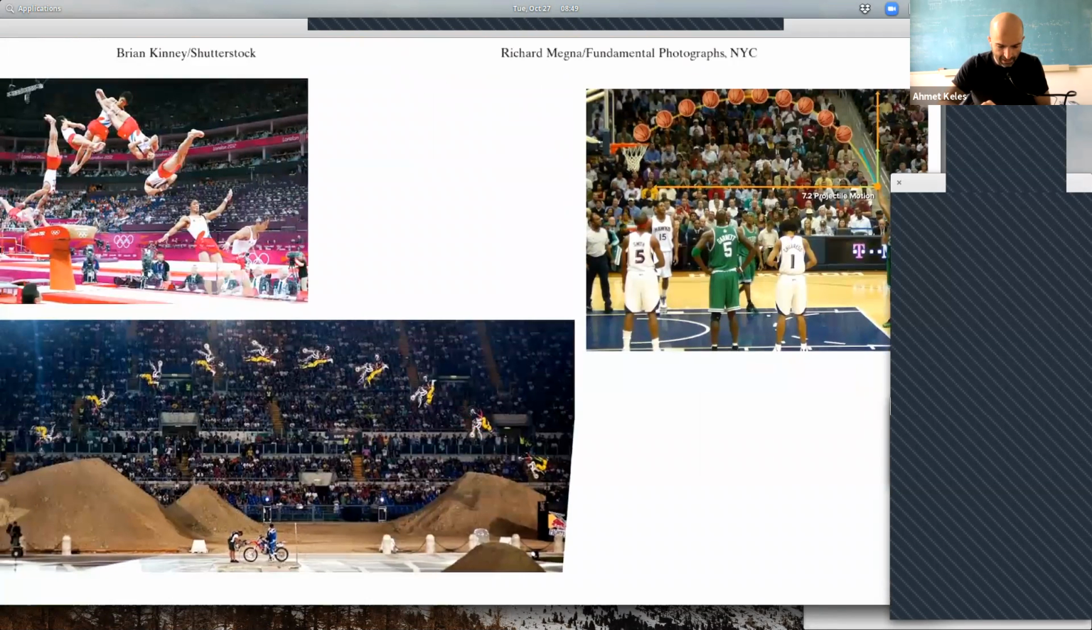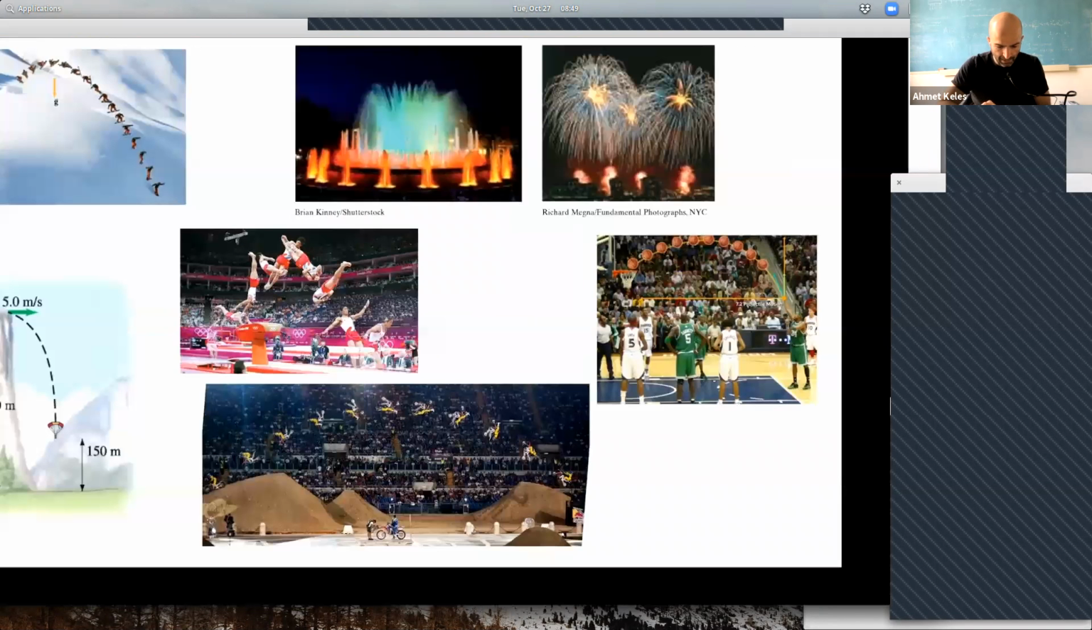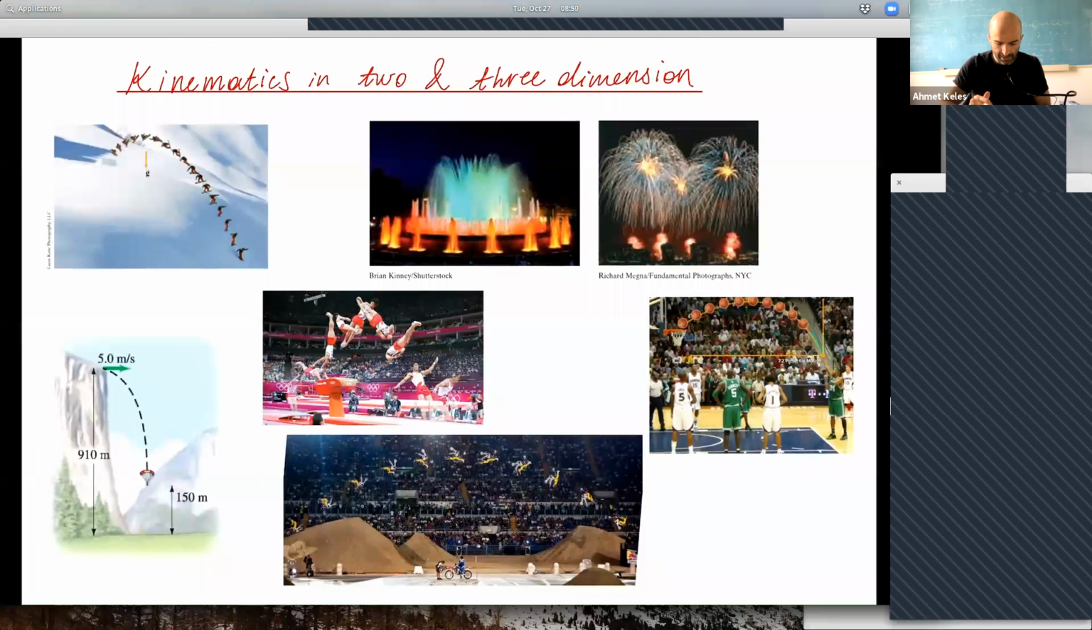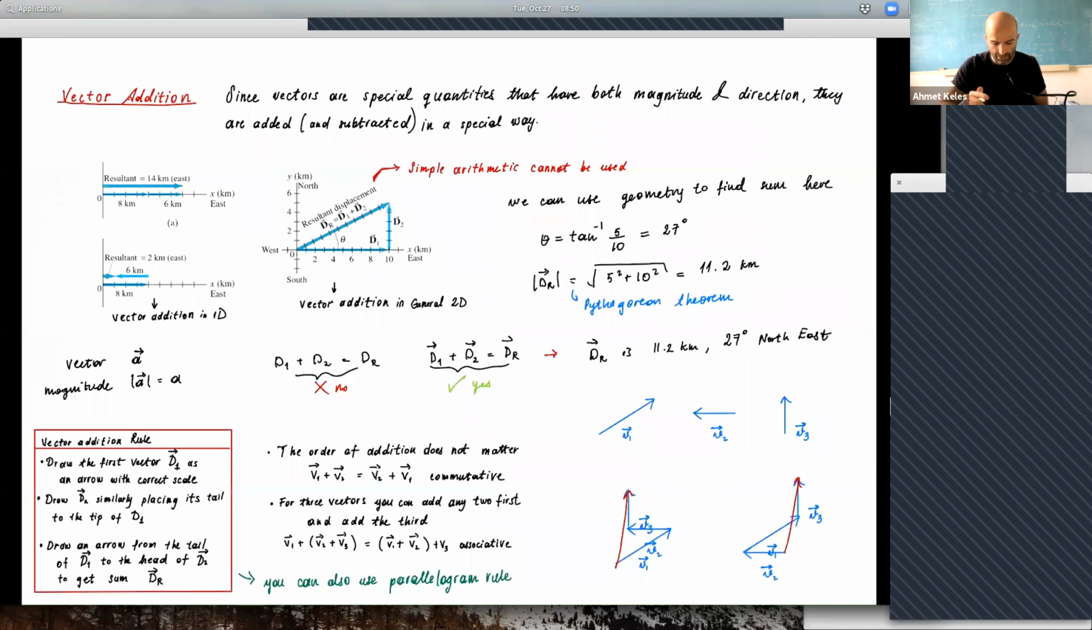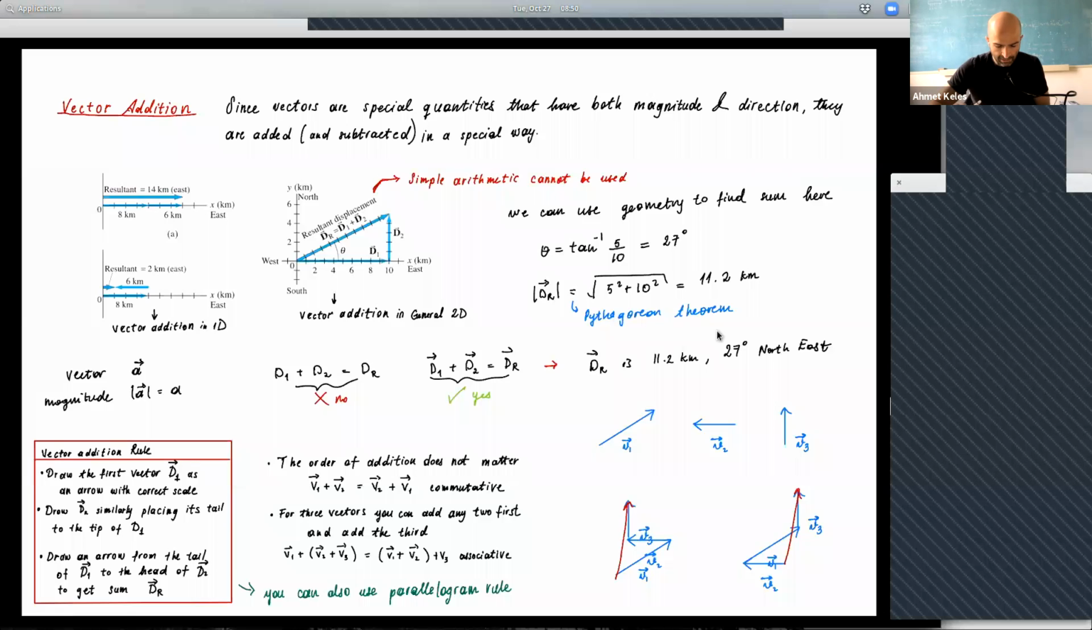So how do we describe this, and how can we make predictions? And for this, we need some mathematical machinery, and that is given by vectors. We have to talk a little bit about vectors so that we can describe such motion. We actually introduced vectors last week. And just to repeat, vectors are special quantities that have both magnitude and direction.